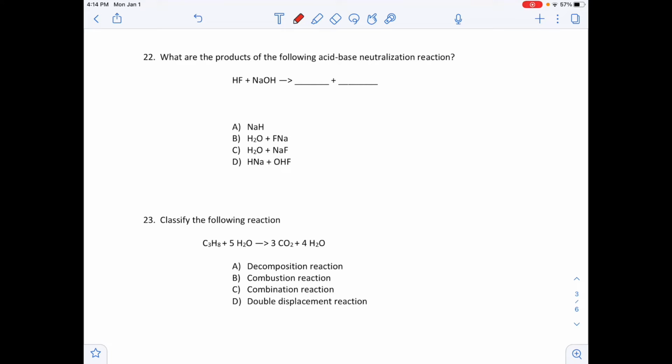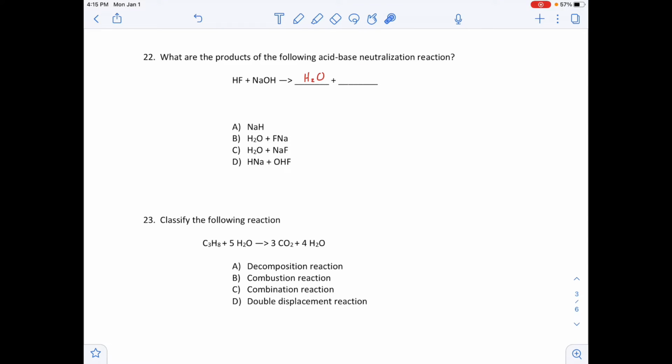So for question number 22, it asks, what are the products of the following acid-base neutralization reaction? So when we look at this reaction, we see that we have hydrogen and fluorine together being added to sodium and OH. So we know for sure that one of our products is going to be water, which is H2O. And now we're just trying to find the second product being produced.